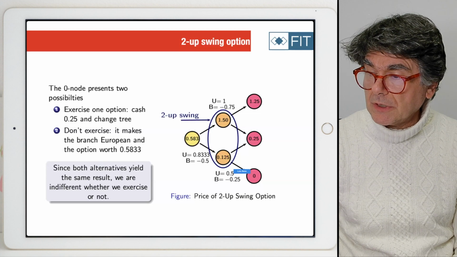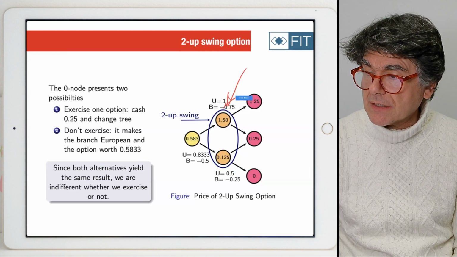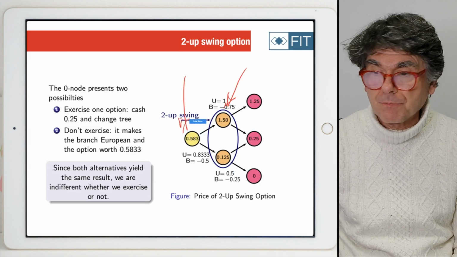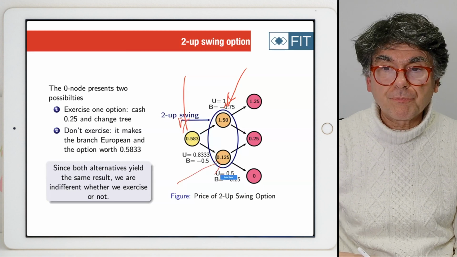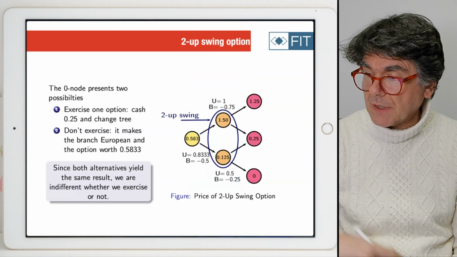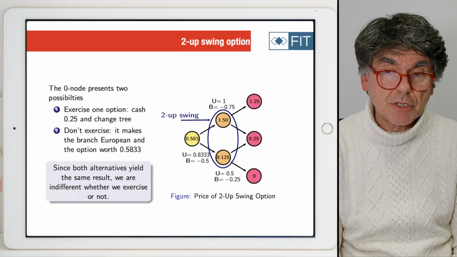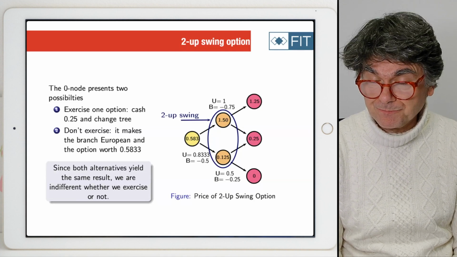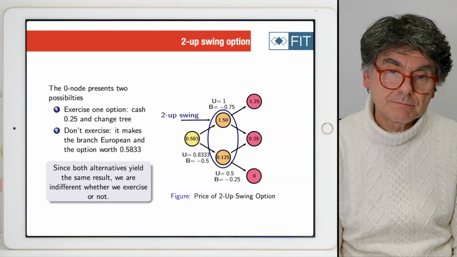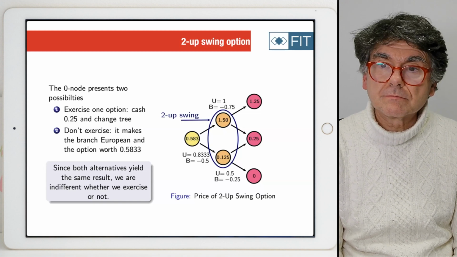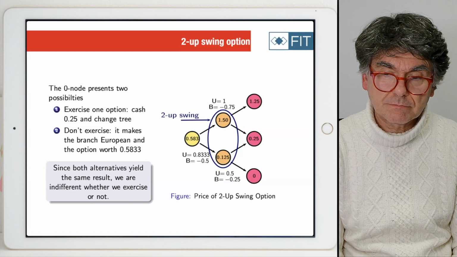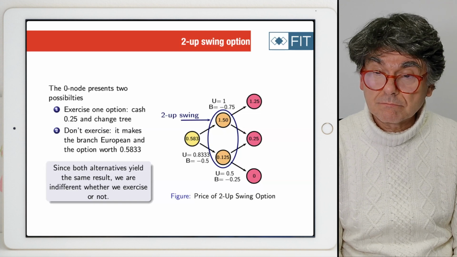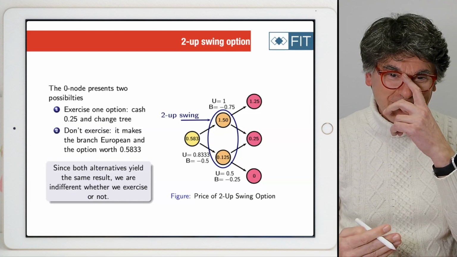Okay, so the result is that we have the prices here. And more importantly, in this case, we exercise. Here we're indifferent, and here we're indifferent too. Okay, and this completes the discussion of how we would price these swing options. Is that clear? Seems clear. I don't know.